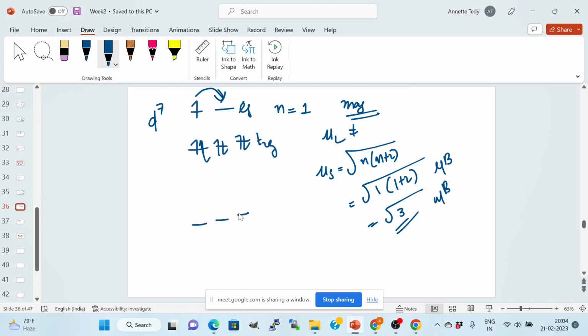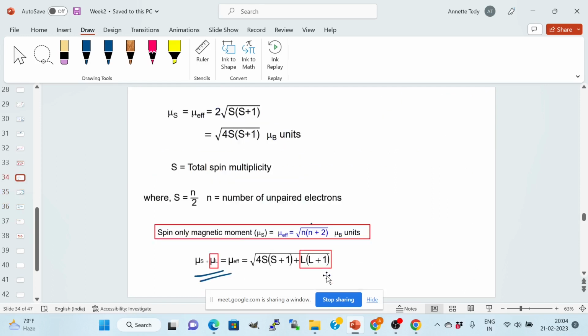But if the case was something like this, D2 configuration, EG and T2G, here the number of unpaired electrons is 2. Here I have to look at both mu S and mu L because here one vacant orbital is there. This electron can come here, this electron can come here, because these orbitals are interconvertible if we just rotate by 90 degrees. So in this case, we have to use the larger formula, which is mu S plus mu L. That is the mu effective, which is equal to root of 4S into S plus 1 plus L into L plus 1, this formula.